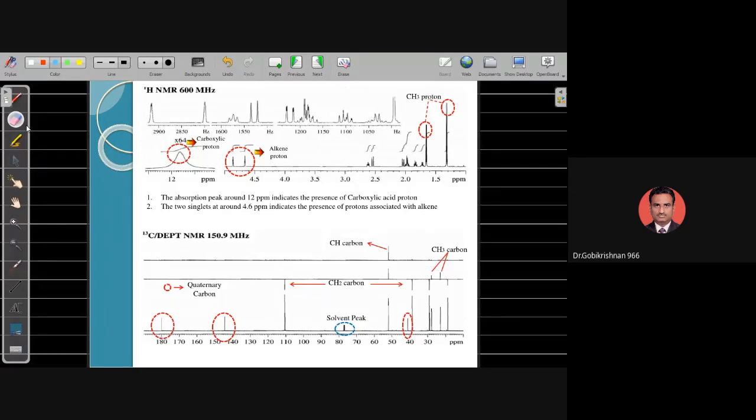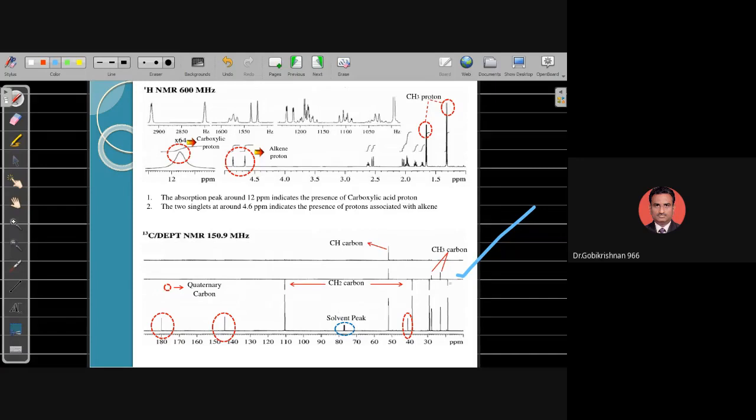Next, among the 10 carbons, we have to identify what are the different types of carbons present. See here, the 10 carbons I can identify in the bottommost spectrum. Okay, the next comes this spectrum. All of you just listen. I am talking about this spectrum.